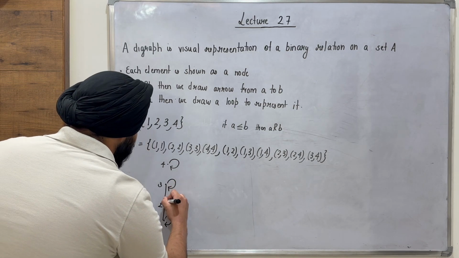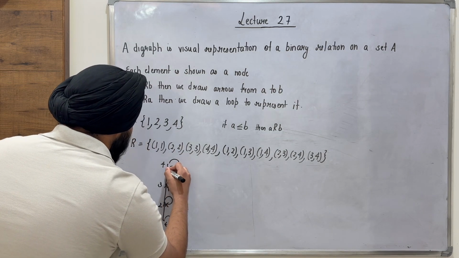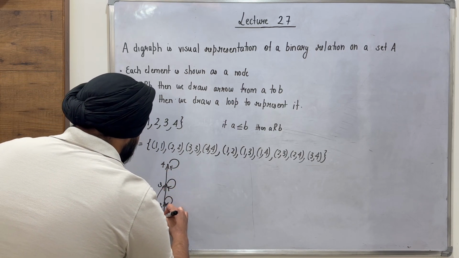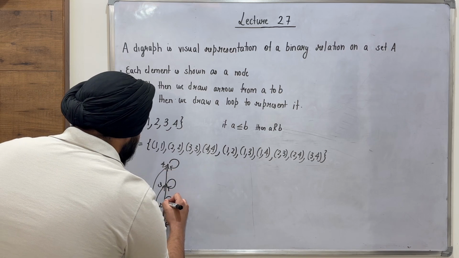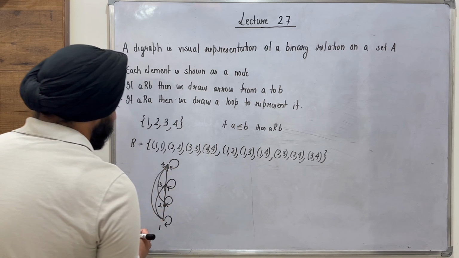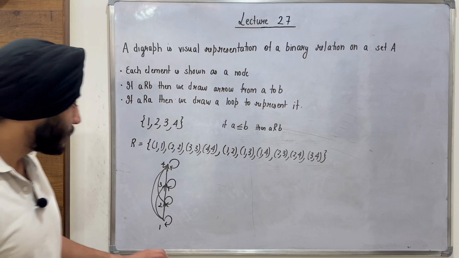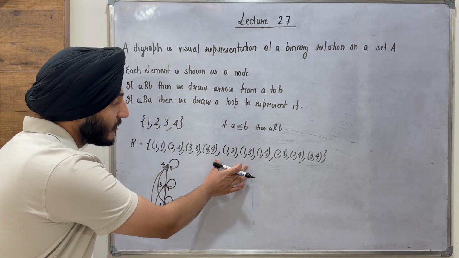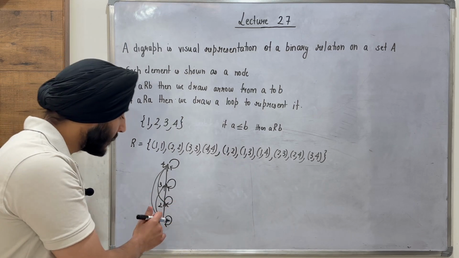2 is related to 3, I draw an arrow. 3 is related to 4. Similarly, 1 is related to 3, 1 is related to 4, and 2 is related to 4 as well, right? So this is going to be the final relation. You can compare this relation set with this diagram.